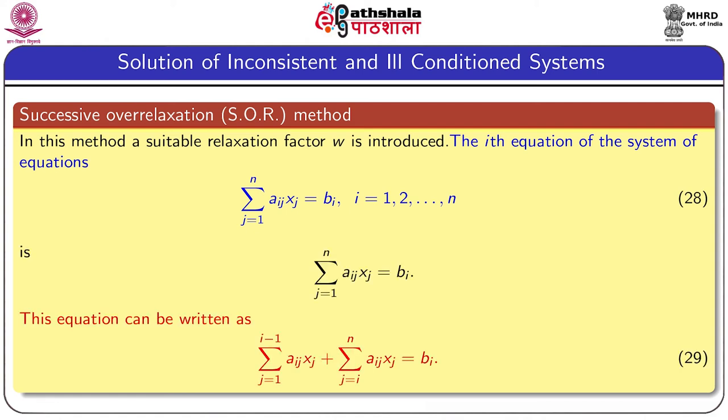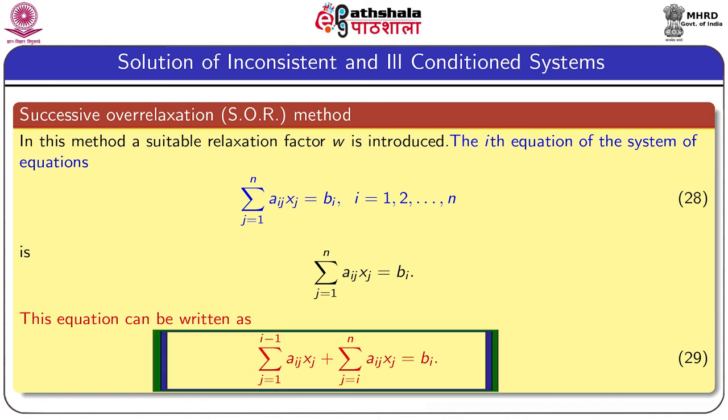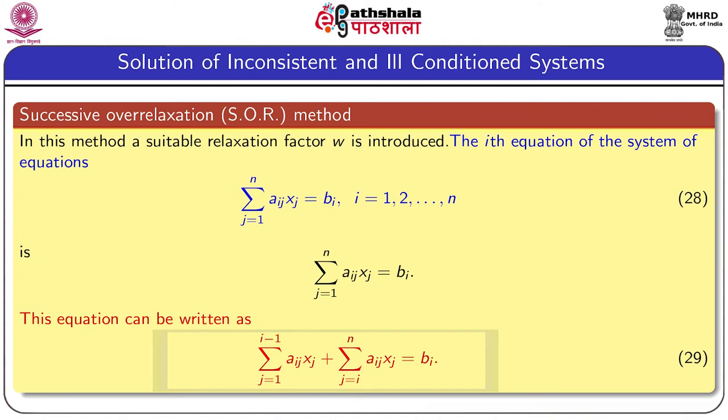The ith equation is summation over j equal to 1 to n, aij xj equal to bi. Now, we decompose this equation into two parts. The first part is summation over j equal to 1 to i minus 1, aij xj, plus summation over j equal to i to n, aij xj, equal to bi. That means the first term contains i minus 1 terms and the second term contains the remaining terms.